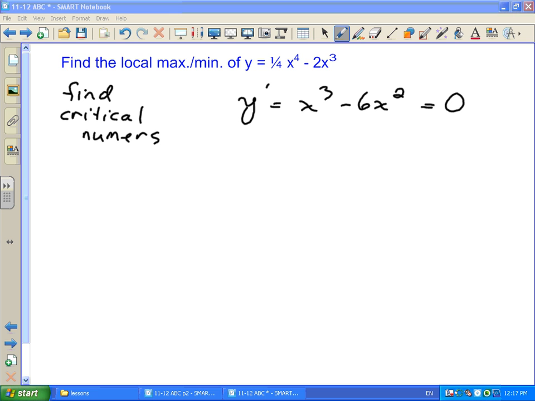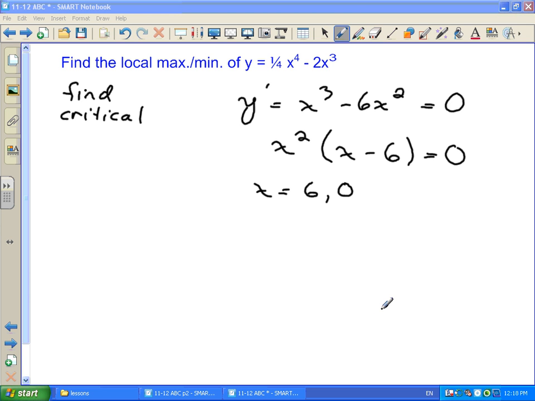So what can I factor out here? I can common factor out x squared, and I will get x minus 6. From this, what are my critical numbers? Nick? 6 and 0. So x equals 6 and 0 are my critical numbers. So to find out whether these critical numbers represent local maxima, local minima, or something else, we are going to set up our little table here.